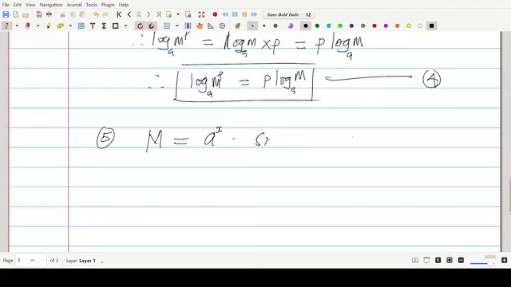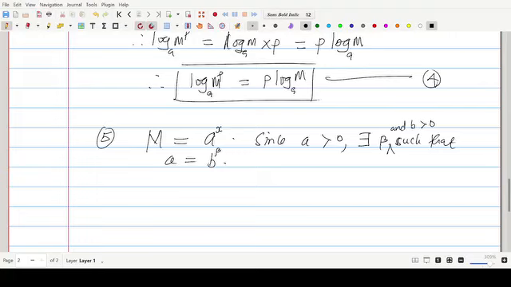Let me write this. Since a is positive, there exists some beta and some b, which is bigger than 0, such that a equals b to the power beta. It is a well-known result from analysis, specifically real analysis.